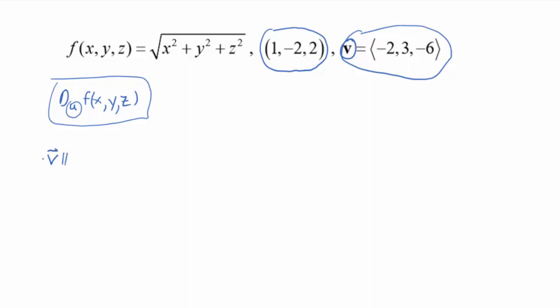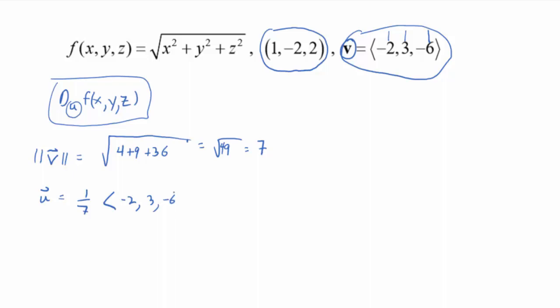So what do we do? Take the magnitude. Okay, so what's the magnitude then? Square root of what? 4 plus 9 plus 36. That's the square root of 49. And that's 7. So our u would be 1/7 times v, right? If we want to stick with component form, 1/7 on the outside we could write, and then <-2, 3, -6>.